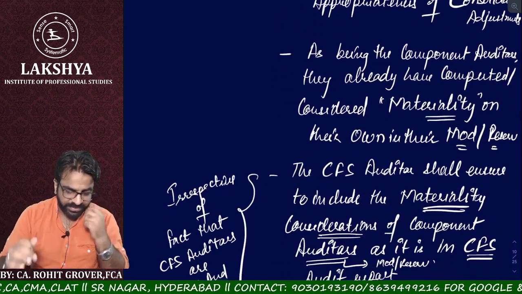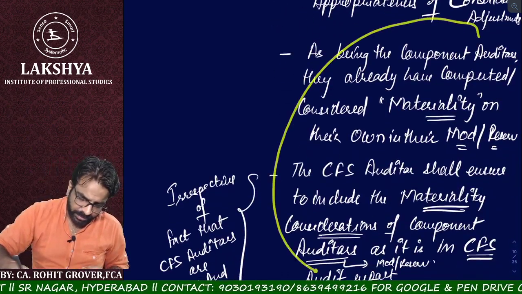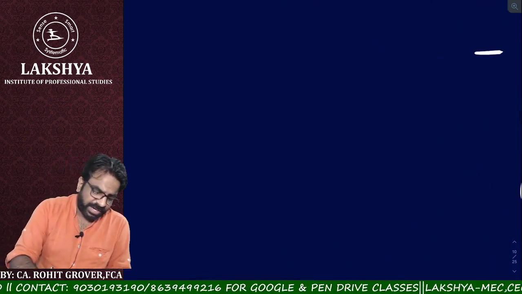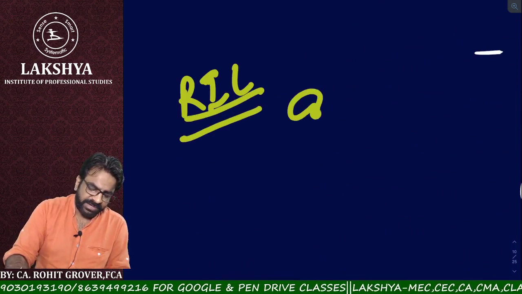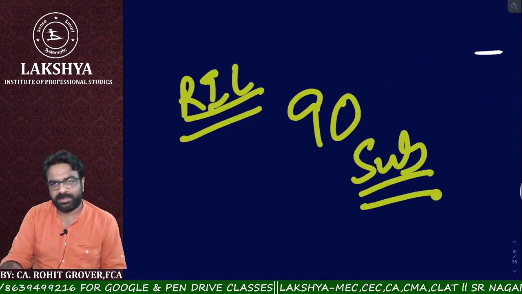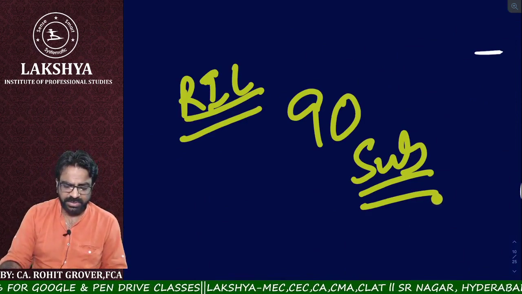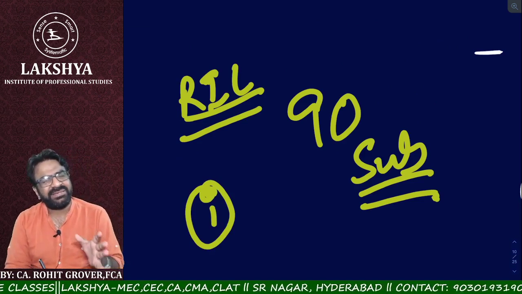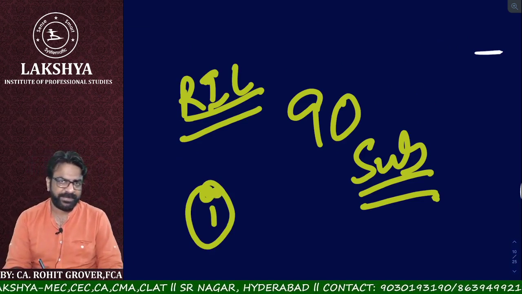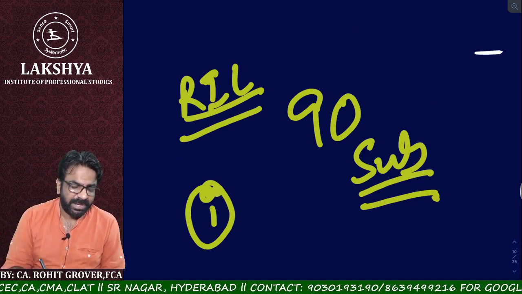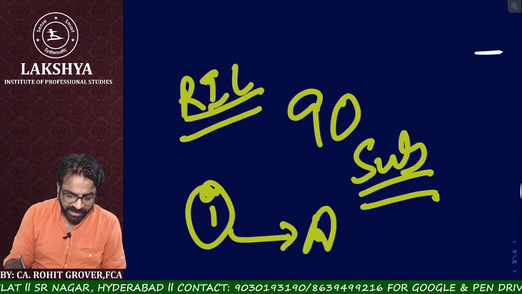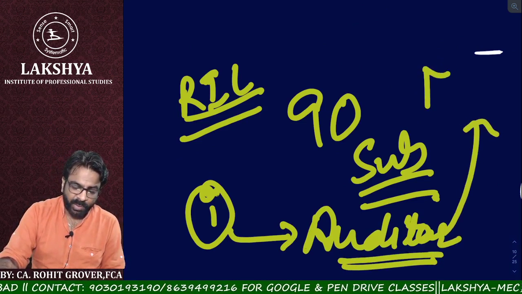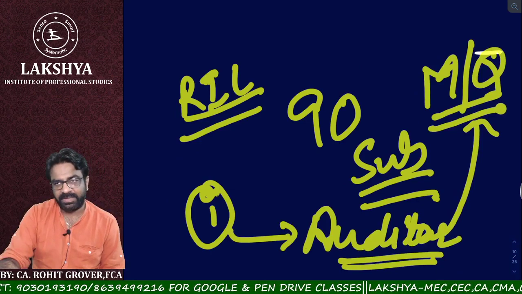Now the main point comes. These 2 points are highly important. Now listen carefully. Suppose Reliance is there. Reliance has 90 subsidiaries. Let's take an example. There is one subsidiary which is not at all material. It is a very immaterial subsidiary. But the auditor of that immaterial subsidiary component has given some kind of modification or qualification.